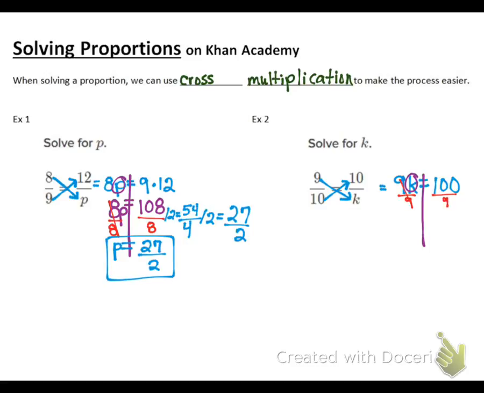Now I know right now if I take 100 and divide it by 9, I'm going to get a decimal, right? It's not going to divide out evenly. So then the next thing I need to think, can I reduce or simplify 100 over 9? Nope, sure can't. So we're going to leave it as 100. So in Khan Academy, you would type in k equals 100 over 9.